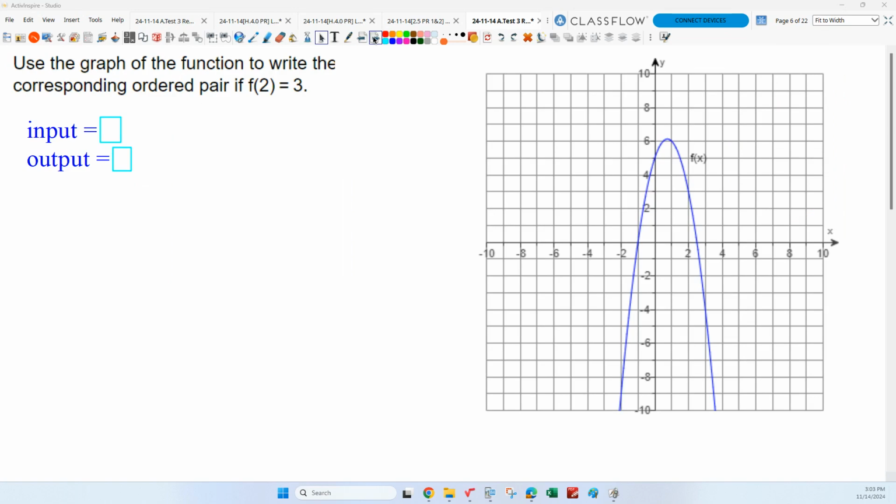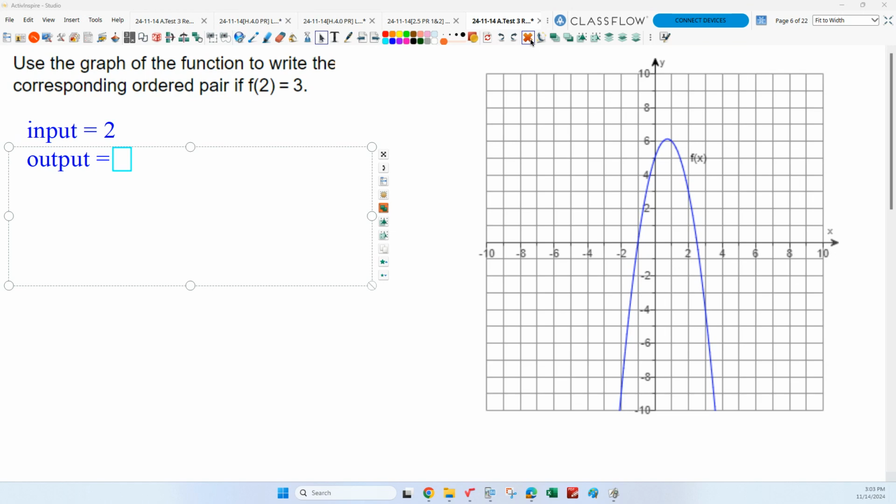Use the graph of the function to write the corresponding ordered pair if f of 2 equals 3. Okay, first of all, we don't even need the graph. The graph is irrelevant. That's all the information we need right there. So in this equation, f of 2 equals 3, what's the input number? Is it 2 or 3? 2. How do we know it's 2? Because that's the number we're inputting into the function, right? So the 2 is the input. So then what's the output?